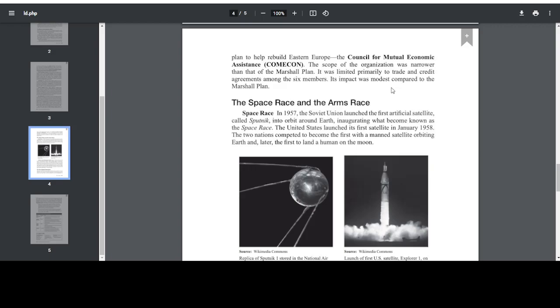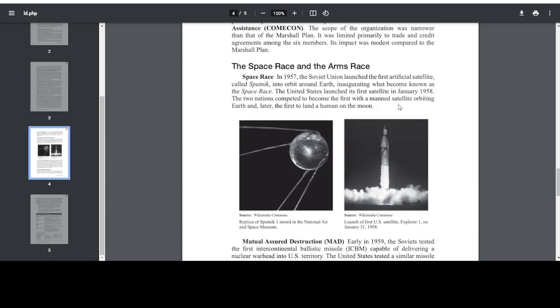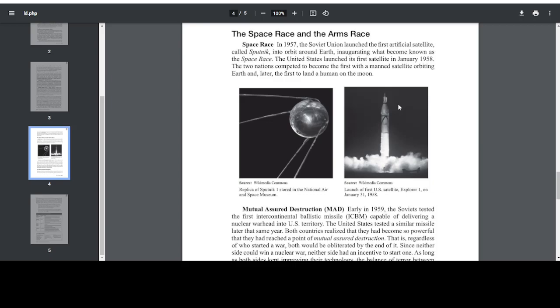The space race and the arms race. Space race. In 1957, the Soviet Union launched the first artificial satellite, called Sputnik, into orbit around Earth, inaugurating what became known as the space race. The United States launched its first satellite in January 1958. The two nations competed to become the first with a manned satellite orbiting Earth, and later, the first to land a human on the moon.